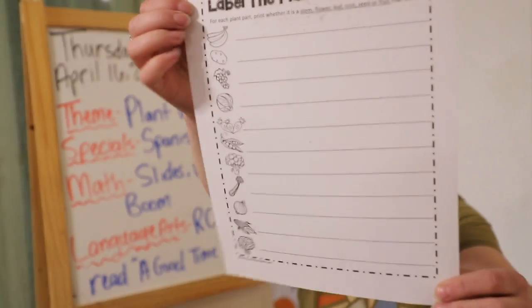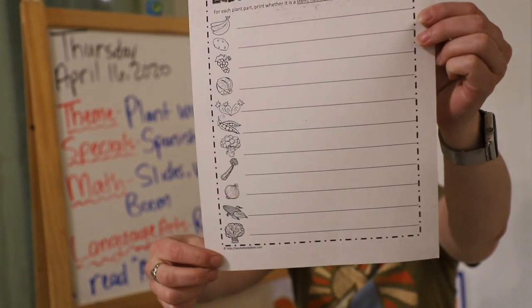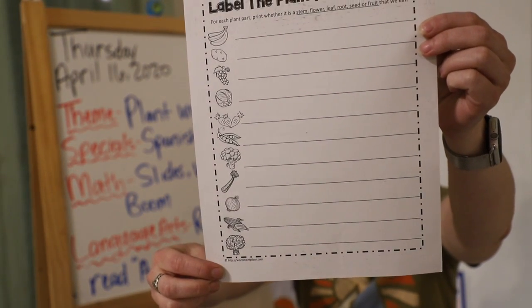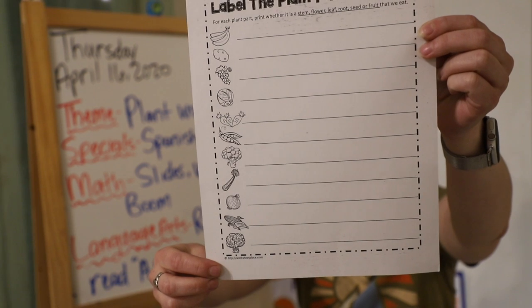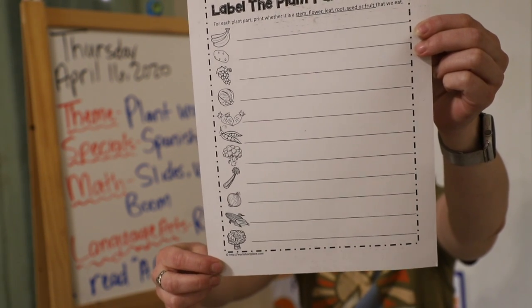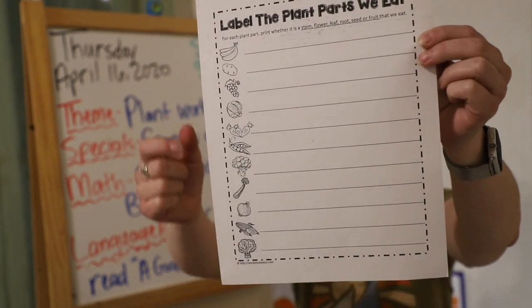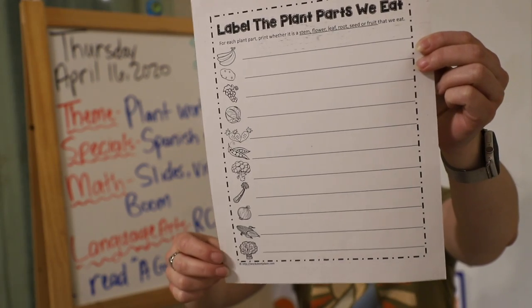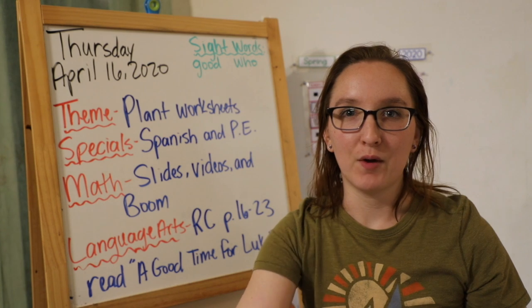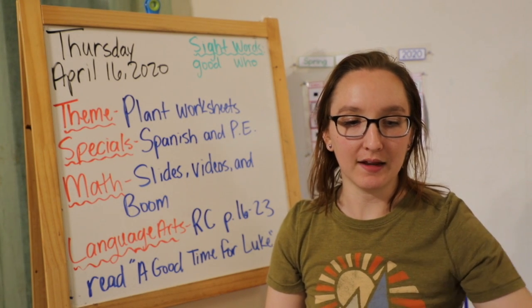So you'll see your food on the side here and you're going to say whether or not it's the stem, flower, leaf, roots, seed, or fruit that you are eating. So look at each one and on those lines right there, go ahead and label what part of the plant that you are eating. After that one, we're going to be doing a fill in the blank about plants.